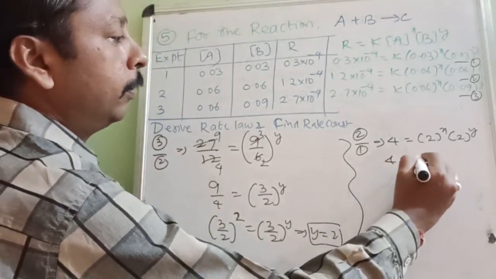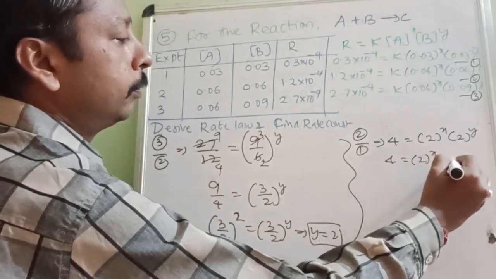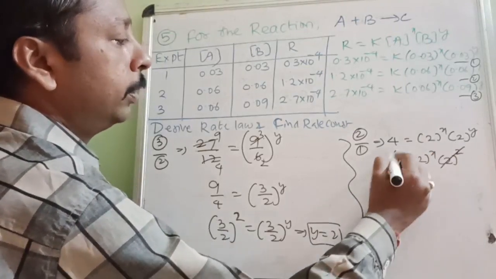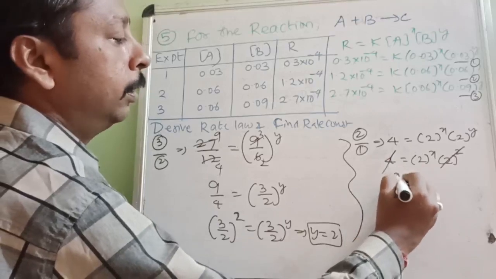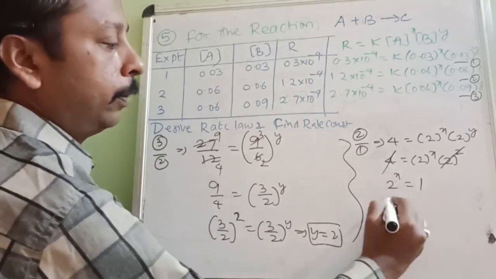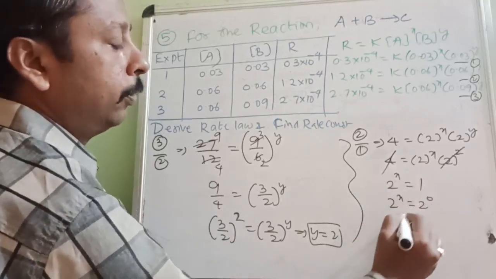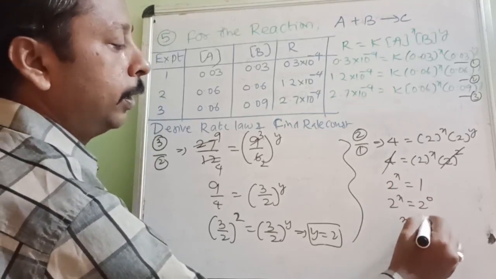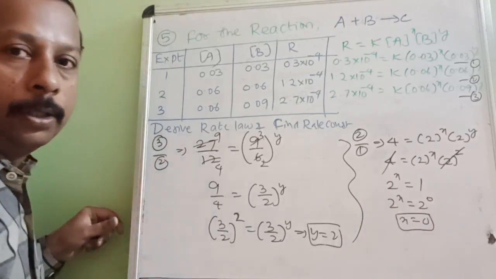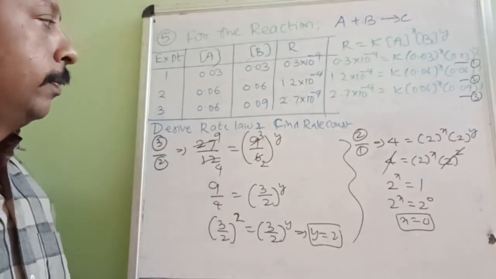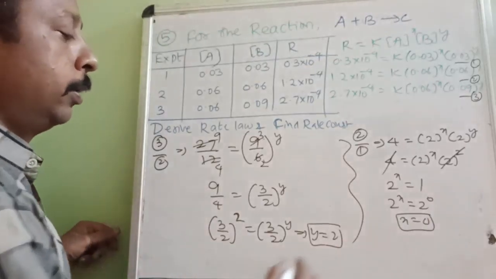So 4 is equal to 2 to the power of x, 2 to the power of 2. This 2, this 4 will get cancelled. 2 to the power of x is equal to 1, 2 to the power of x is equal to 2 to the power of 0. So x is equal to how much? 0. So x is 0, y is equal to 2.